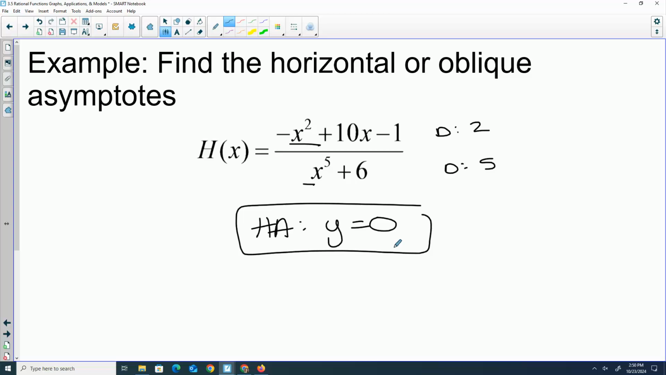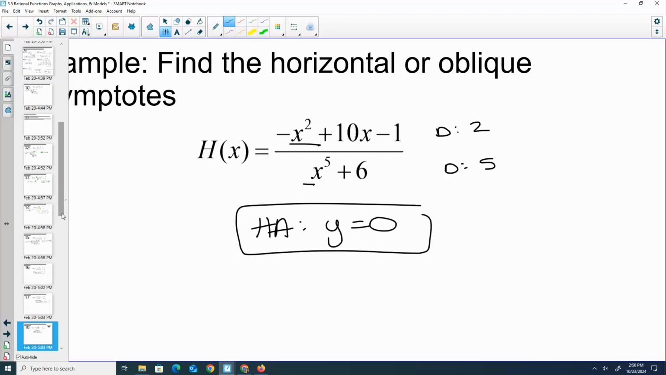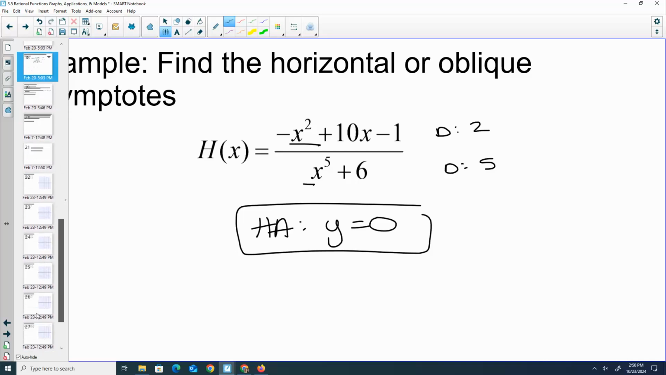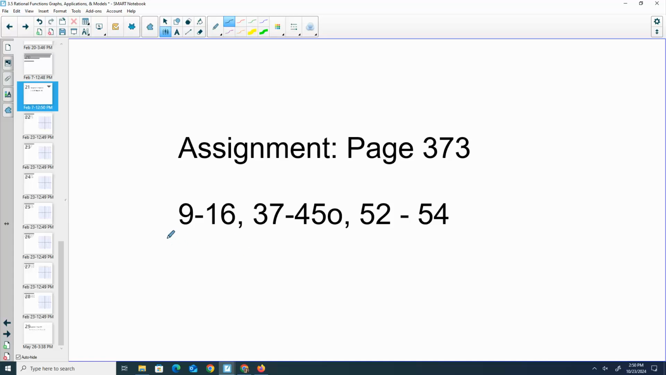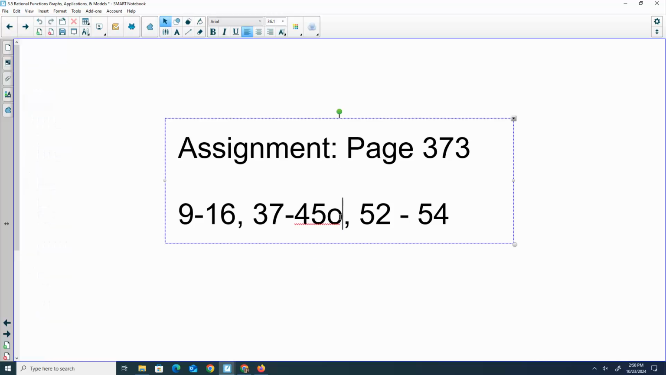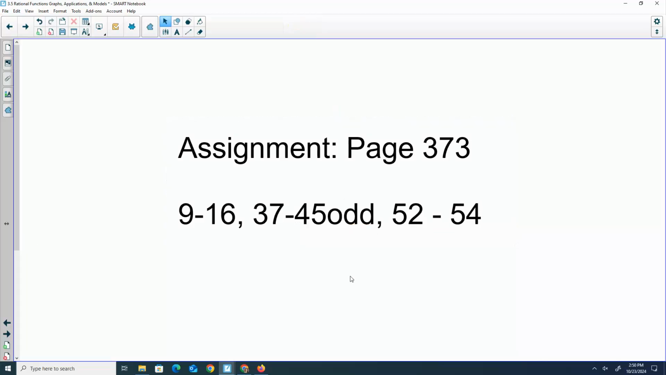All right. That is where I am going to stop today. Monday, we will start actually drawing graphs and looking at these. So I wanted to give you just a few problems from the book, not those problems, about these. 9 through 16, 37 through 45 odd, and 52 through 54.